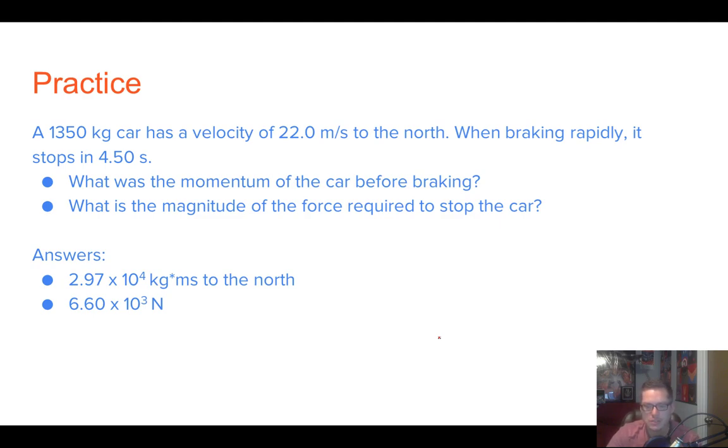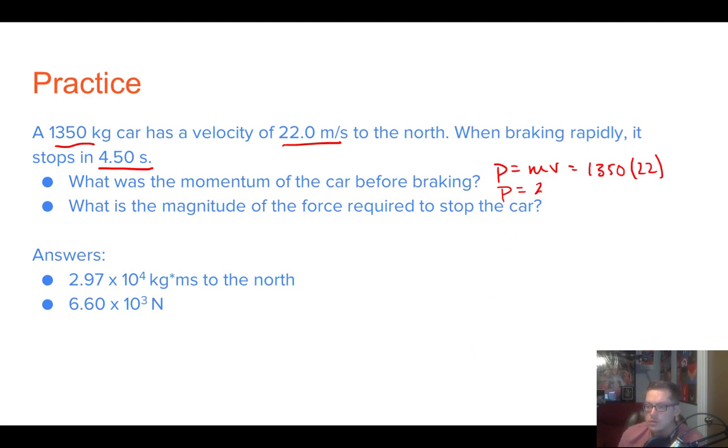Okay, so it says a 1,350 kilogram car has a velocity of 22.0 meters per second. When braking rapidly, it stops in 4.5 seconds. What is the momentum of the car before braking? Well, we know that momentum is equal to the mass times the velocity. The mass is 1,350 and the velocity is 22. So the momentum would have to be equal to 1,350 times 22. We get 29,700, and we need 3 sig figs, so it'd be 2.97 times 10 to the fourth.